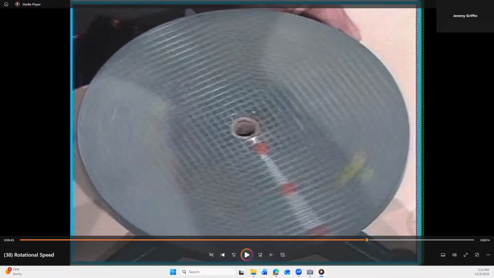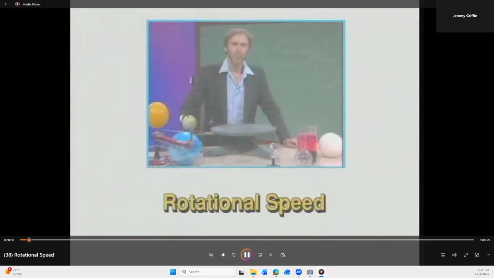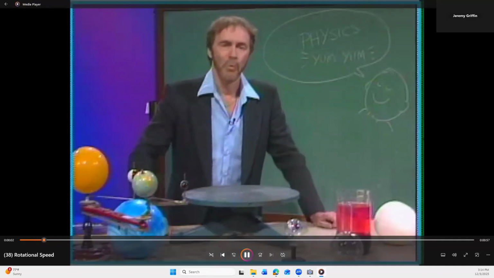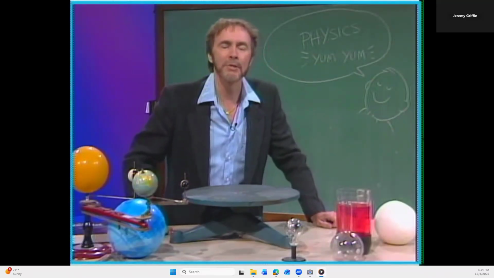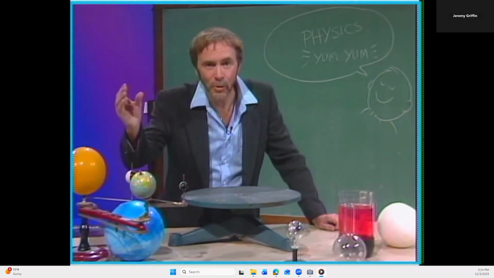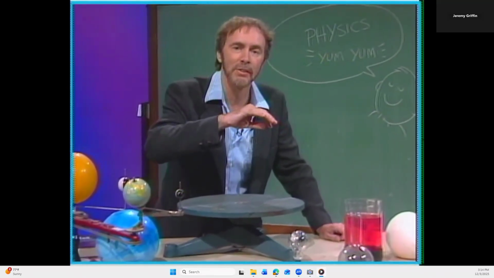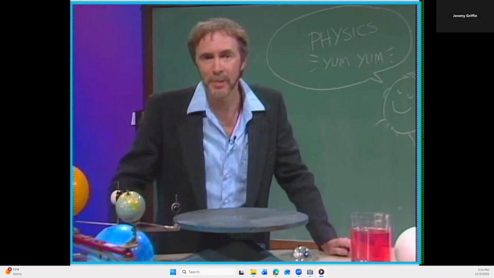Hey, let's check this out. When you're riding on a merry-go-round, when do you travel faster? When you're on the outside horse or on the inside horse? Or do both horses travel at the same speed?